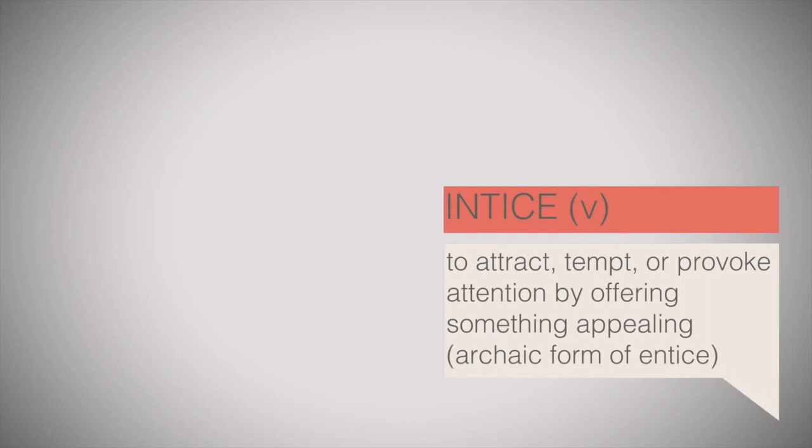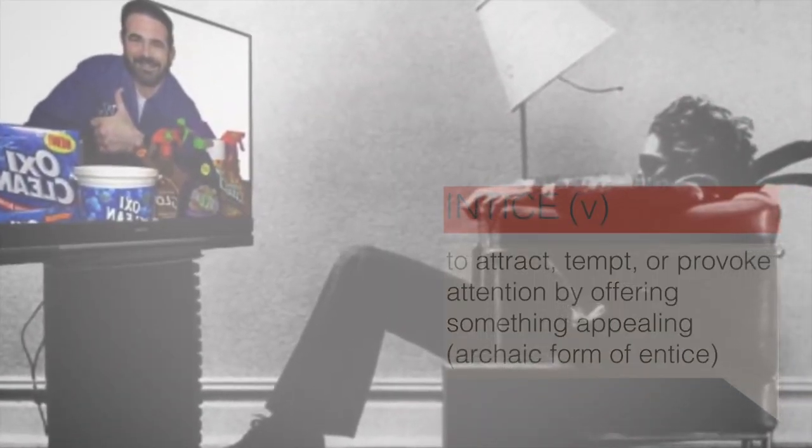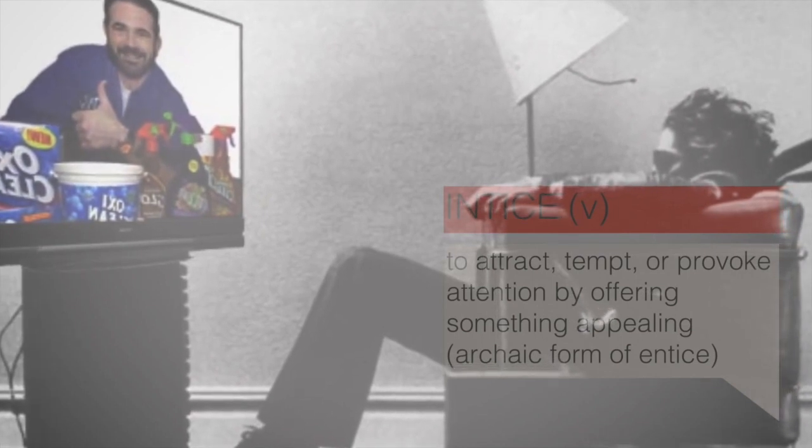Please pause the video at any time if you feel that I am going too fast. The first word is entice. Entice is a verb meaning to attract, tempt, or provoke attention by offering something appealing. Entice with an I is just the archaic form of entice with an E. For example, commercials and advertisements are designed to entice consumers to buy certain products.